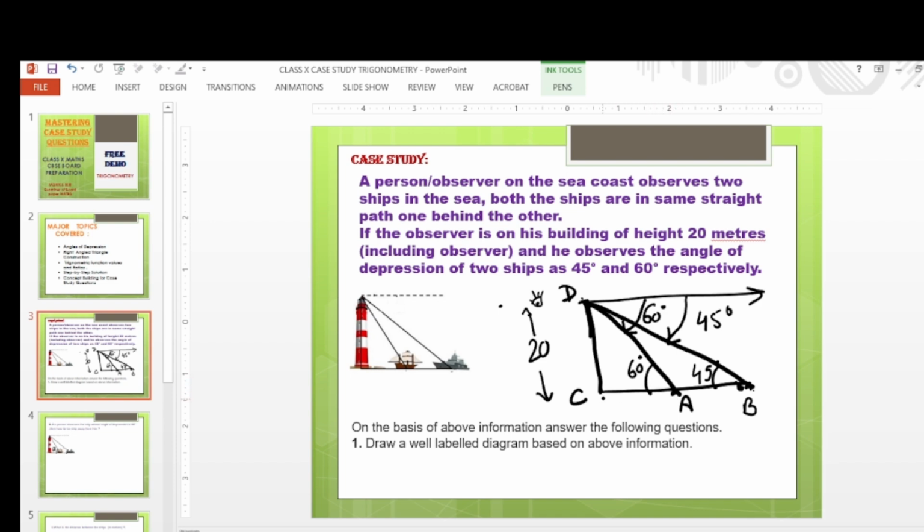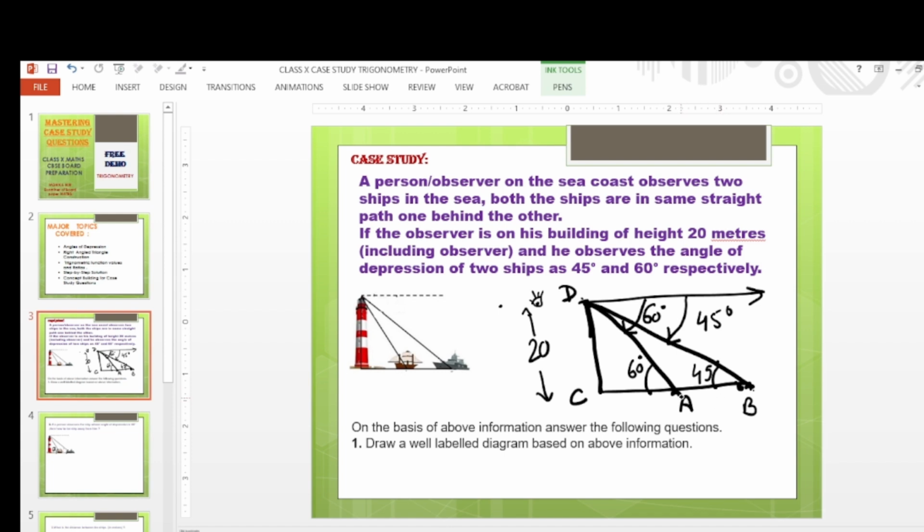So the ship that is closer will have a larger angle of depression, and the larger angle of depression is 60 degrees, so it will have the larger angle. And the ship that is farther away will have a smaller angle of depression, okay? So greater angle of depression, closer the object, and smaller angle of depression, farther the object. That you need to keep in mind.